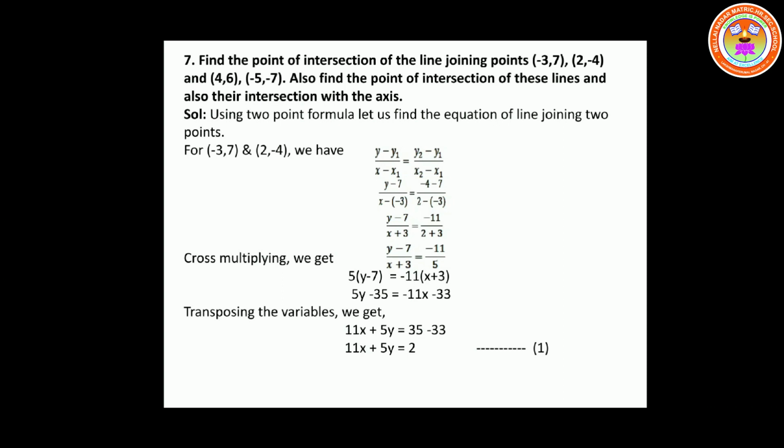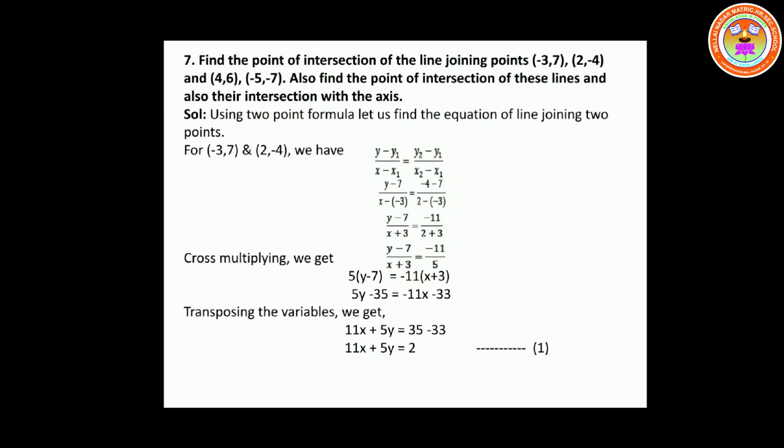Now x and y are kept as the same variables. Substituting, y minus, what is y1? 7. So y minus 7 divided by x minus, what is x1 we are taking? -3, and there is a minus according to the formula, so place a bracket because you have a minus value in front of the number x. So -3. Next to the right side, y2, what is y2? -4. y1 is 7, so -4 minus 7 divided by x2 which is 2 minus x1 which is -3.